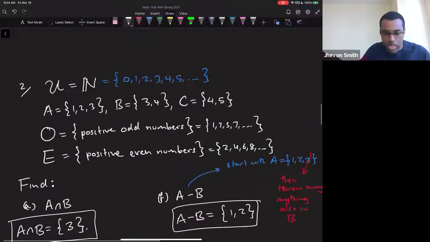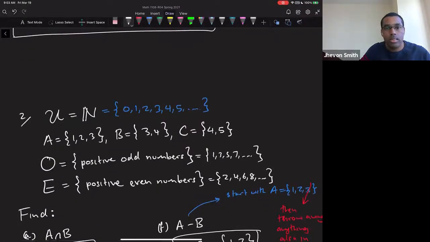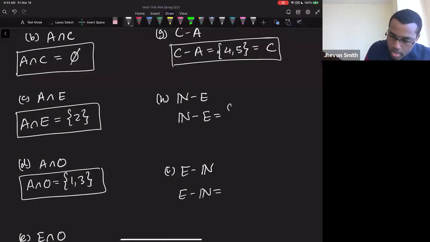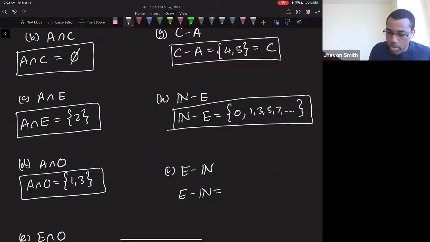N, the natural numbers, minus E. Would it be the set containing 0 and O? Yes, so this would be 0 and then 1, 3, 5, 7, and so on. You could also think of this as O union the set containing 0.